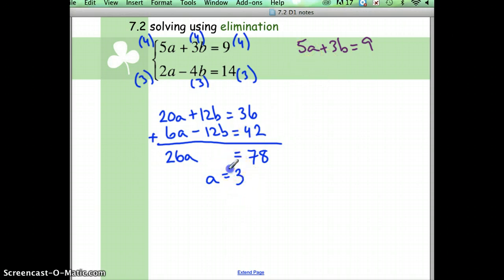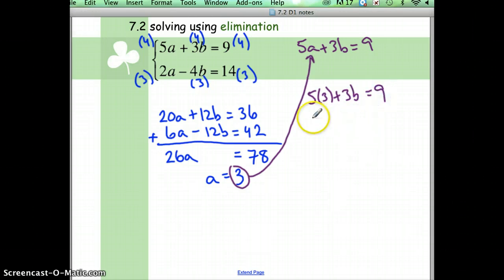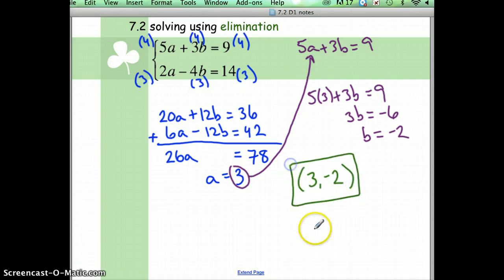So I'm going to substitute a 3 in for A. So 5 times 3 plus 3b equals 9. I'm going to subtract that 15 from 9 and then divide by 3, and b will equal negative 2. And then always put things in alphabetical order. So the A is going to go first and the B is going to go second. And that would be my solution.